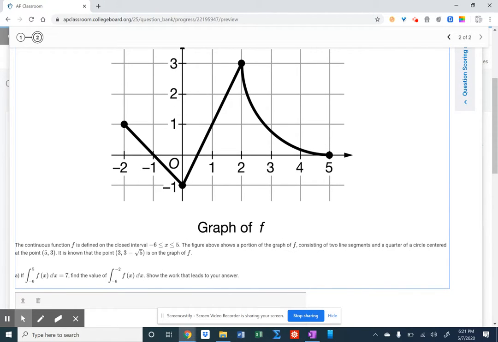it says if the definite integral from -6 to 5 of f(x) dx is equal to 7, find the value of the definite integral from -6 to -2 of f(x) dx and show the work that leads to your answer. So they're not giving you the whole picture here. They're just telling you, well, if you include everything from -6 to 5, you get 7 as the net signed area. And now we want to figure out the net signed area of the stuff we can't see from -6 to -2.